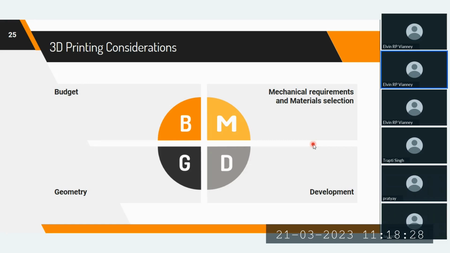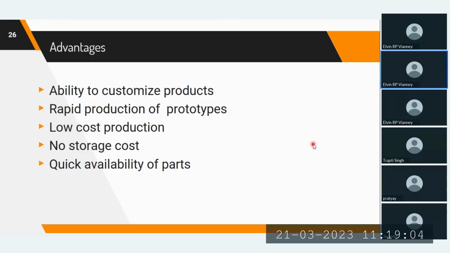Then geometry. If we need to change the size, or change the precision or tolerance, or if the product needs to be changed based on specific tolerance, then we can go for 3D printing. The next and the last one is development. In the development process, if we have any new ideas, we don't need a traditional machining process to create that object. For that purpose, we'll be using development.